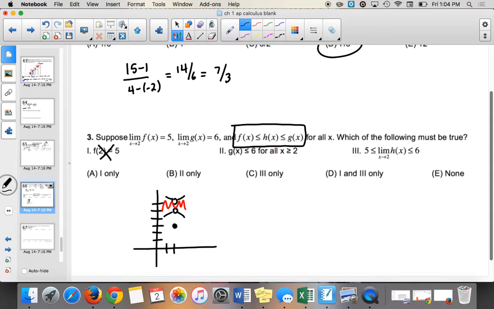Does g of x have to be less than or equal to 6 for all x values? What do we think? Yes. It actually doesn't. Because we're just saying that the limit is 6. Even how I drew it here, I drew it up above, right? But our limit as we get closer to 2 is going to be that. We don't know what the y values of the other points are. They're just getting closer and closer to 6 as we get closer and closer to 2. But we do know that the third thing is true because the limit as x goes to 2 of h of x is sandwiched between the other two limits. So 3 is correct.